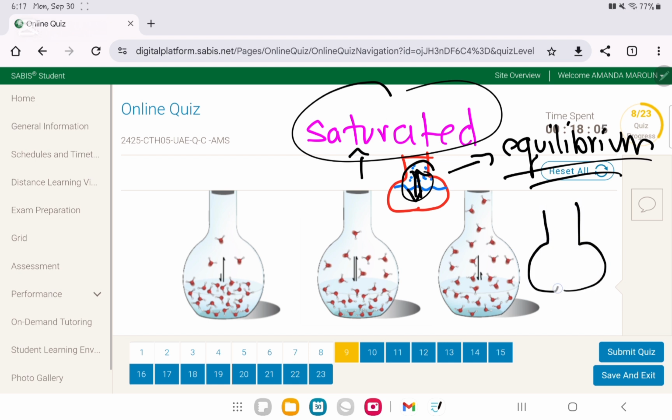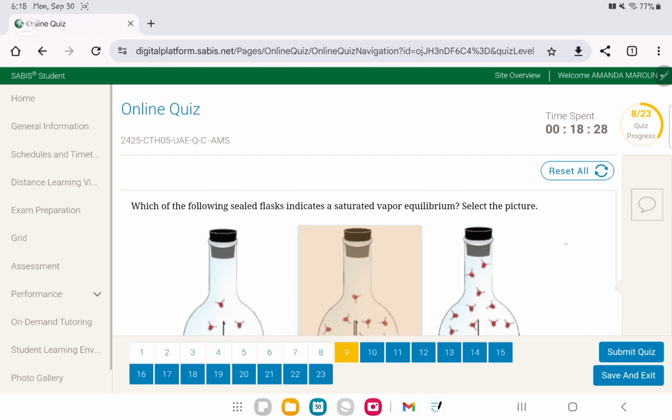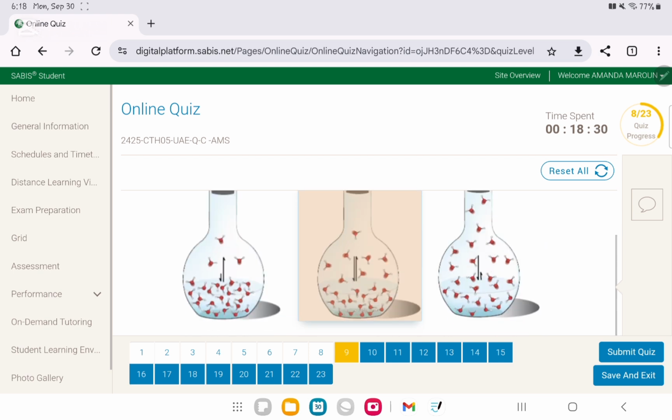So that means a saturated liquid. Let me draw it again. A saturated liquid. This time it's green liquid. A saturated liquid is when the liquid evaporating to a gas is the same as the gas condensing to a liquid. And so it is also at equilibrium. So definitely, even without thinking like this, see which one has the equilibrium sign, choose it. That means it's saturated. And because it's at equilibrium, just choose the one with the equilibrium sign.